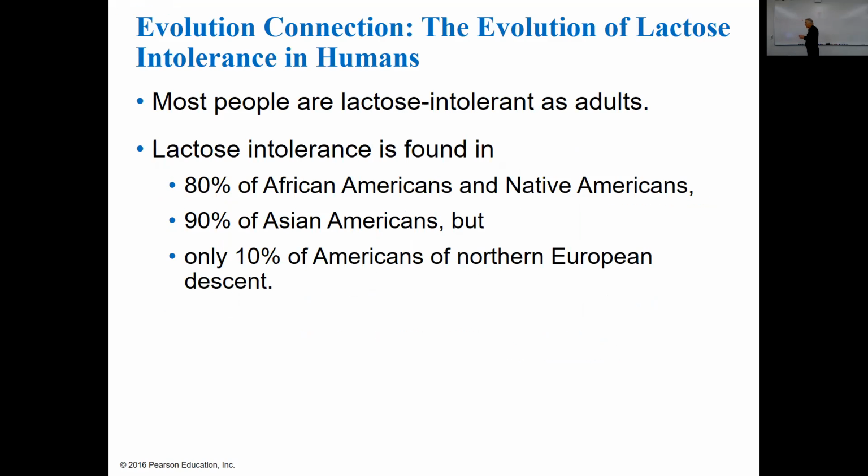So most people are lactose intolerant, no, they're not. Some people are lactose intolerant. It's 80% of African Americans and Native Americans, 90% of Asian Americans, but only 10% of Americans of Northern European descent. So somehow this error happened in our ancestors when they moved out of Africa and they moved into Europe. That's when this error occurred.